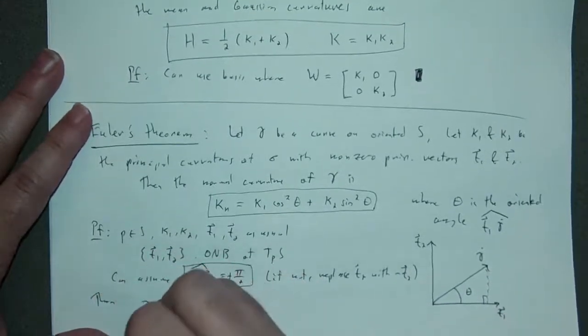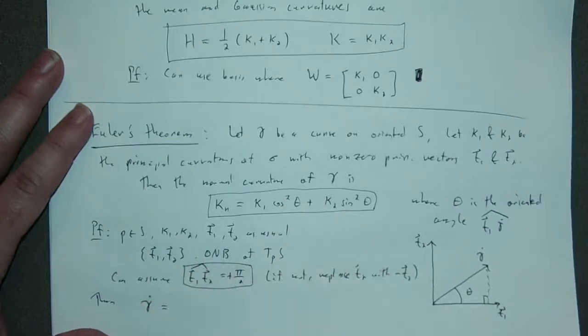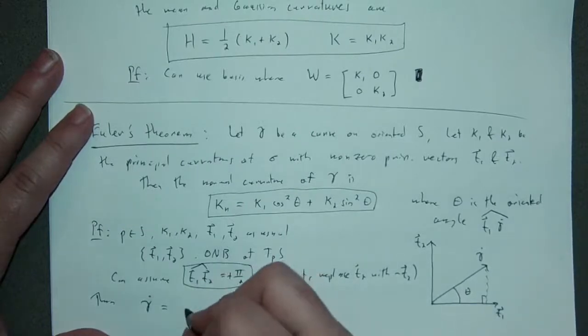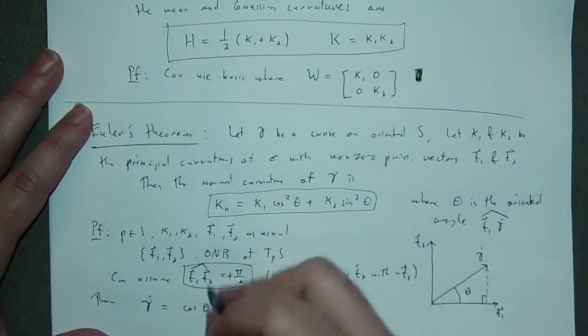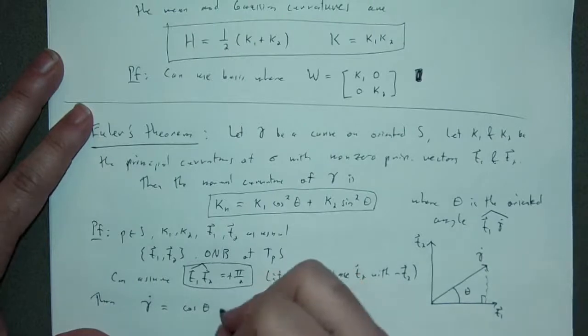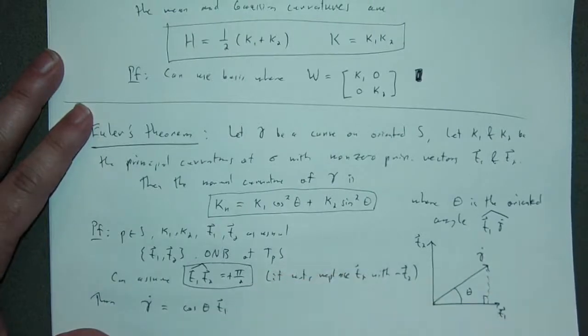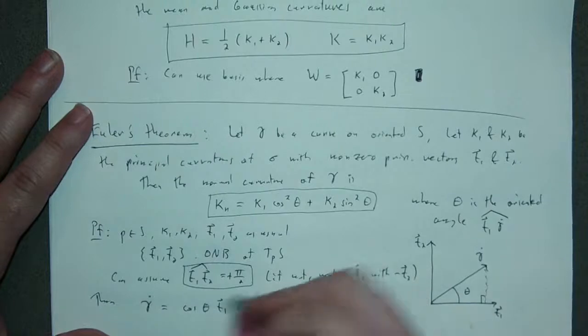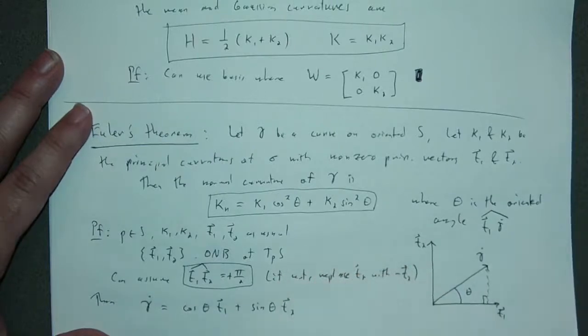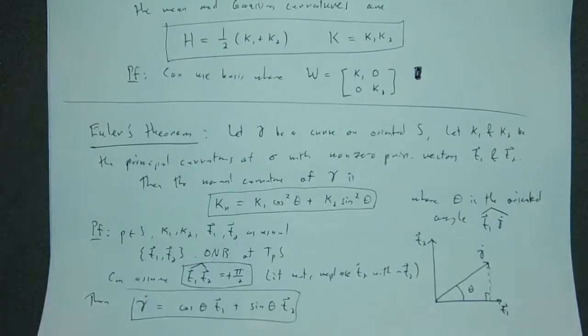gamma dot, of course, lies on the unit circle in the t sub 1, t sub 2 plane. So it is cosine theta t sub 1, where theta is exactly this angle, plus sine theta t sub 2. This just comes from the fact that it is a tangent vector, and these form an orthonormal basis for the tangent plane. So that's why I can do this.